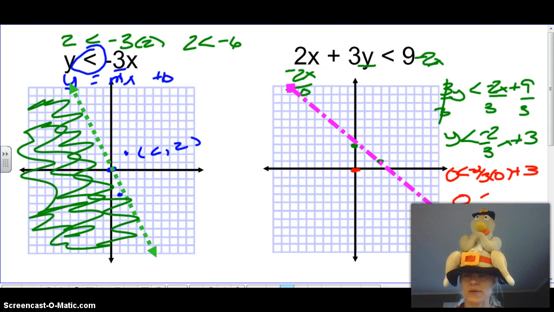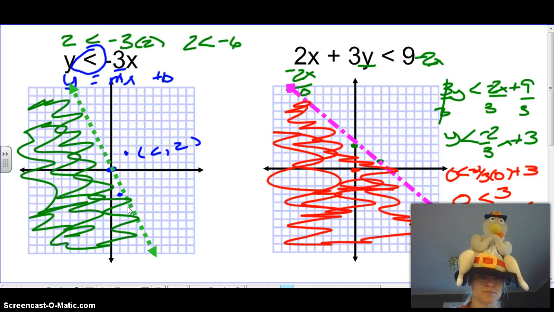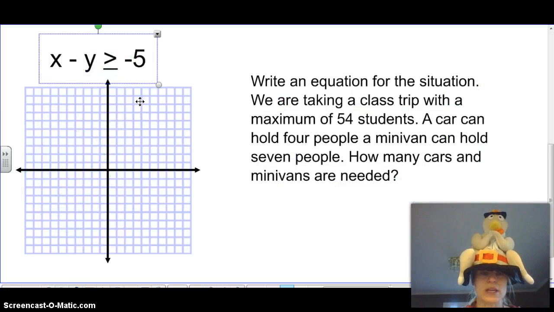So it's going to give me 0 is less than 0 plus 3, or 3. Is 0 less than 3? Yep. So that means all the points on this same side of (0, 0) are true as well. So hopefully you did that well. Okay, and then we're just going to do 2 more sample problems.